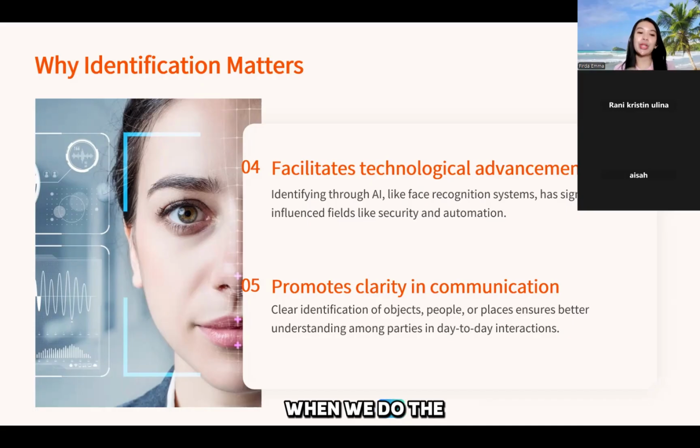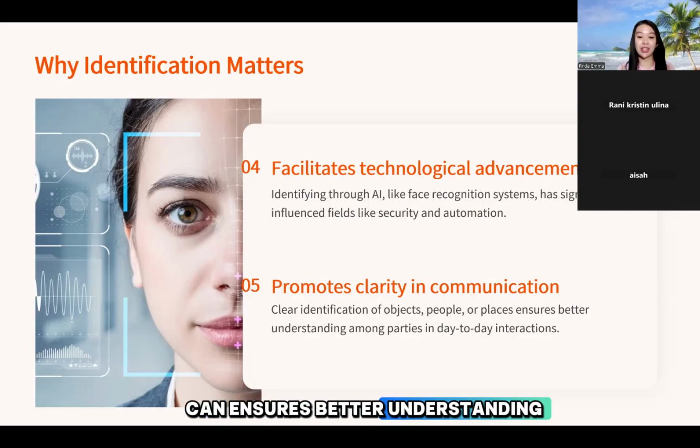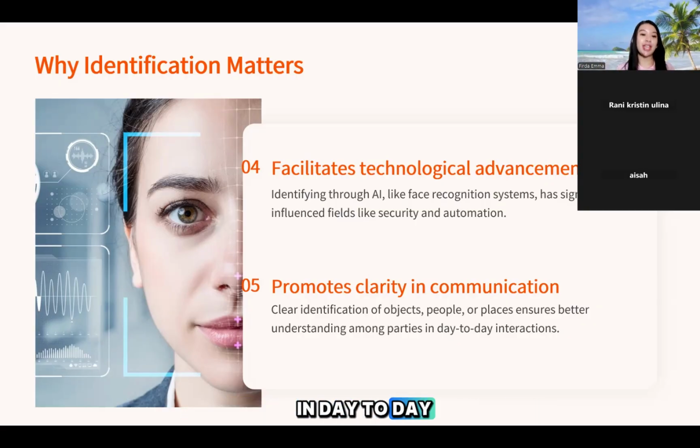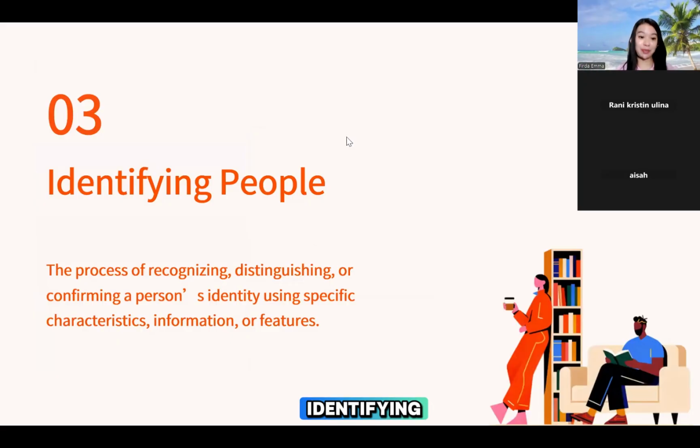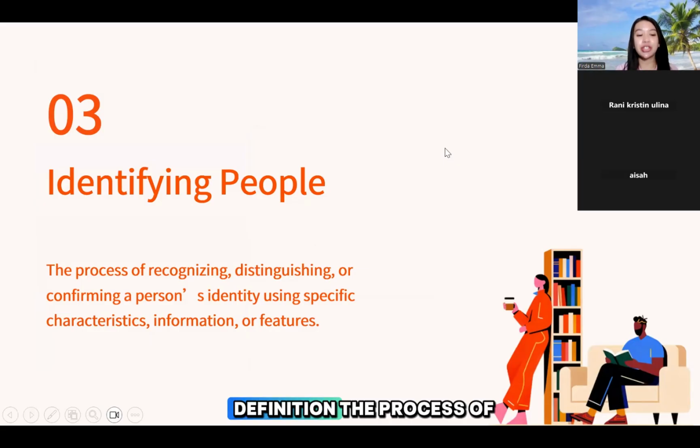When we do clear identification of objects, people, or places, it can ensure better understanding among parties in day-to-day interactions. Let's jump to the next part. Identifying people. Identifying people has a definition: the process of recognizing, distinguishing, or confirming a person's identity using a specific characteristic, information, or features.